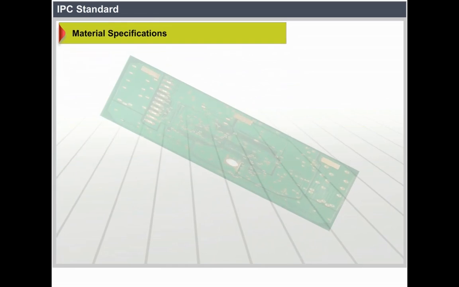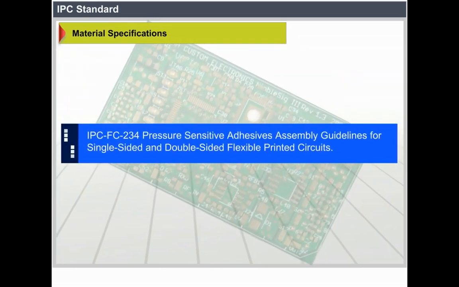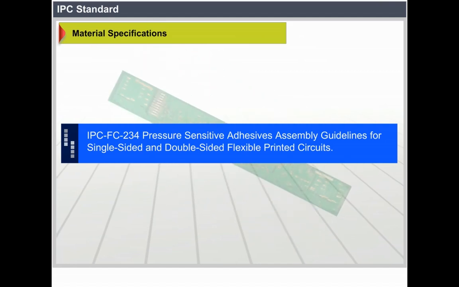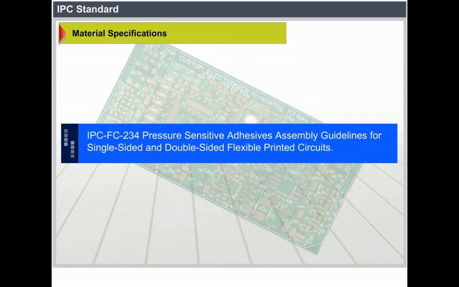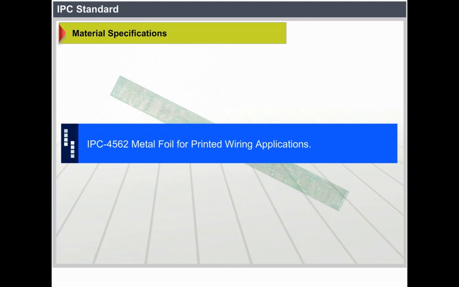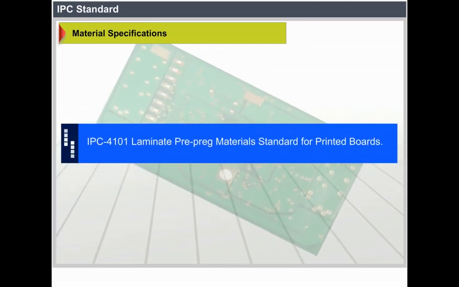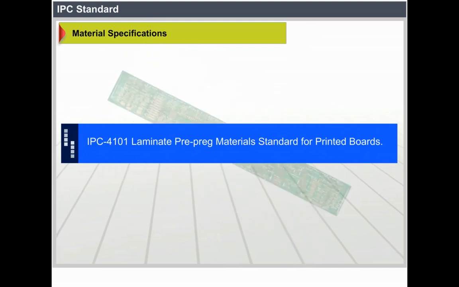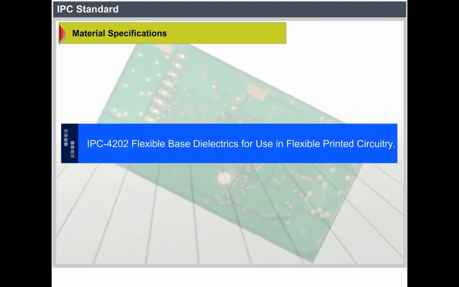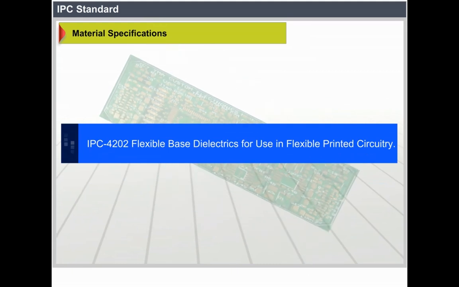Material Specifications. IPC FC 234 Pressure Sensitive Adhesives Assembly Guidelines for Single-Sided and Double-Sided Flexible Printed Circuits. IPC 4562 Metal Foil for Printed Wiring Applications. IPC 4101 Laminate Pre-Preg Material Standard for Printed Boards. IPC 4202 Flexible Base Dielectrics for use in flexible printed circuitry.